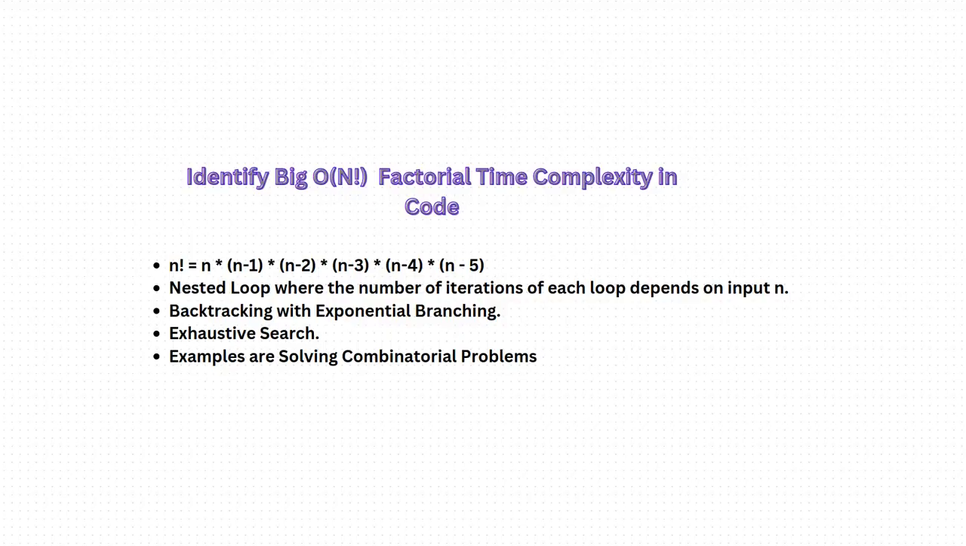The next big O notation I want to talk about is the big O of n factorial, which is the factorial time complexity. The first criteria you will see, which is the most important one, is the nested loop where the number of iterations of each loop depends on the input size.